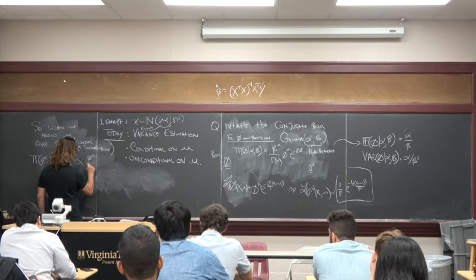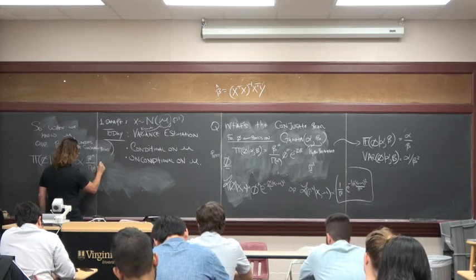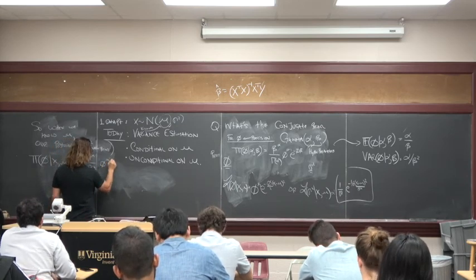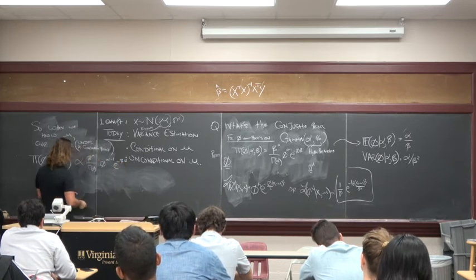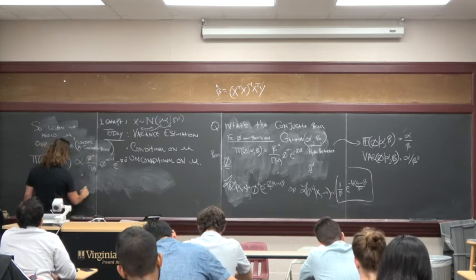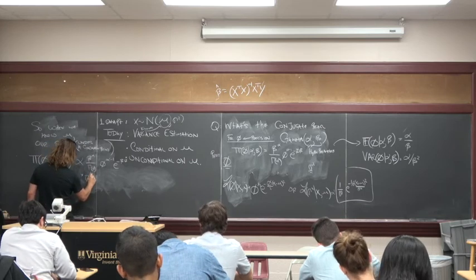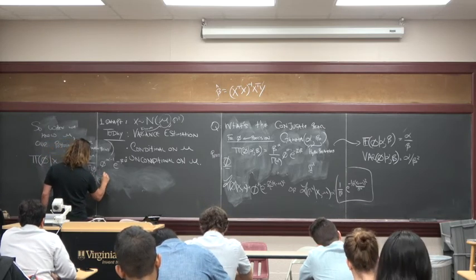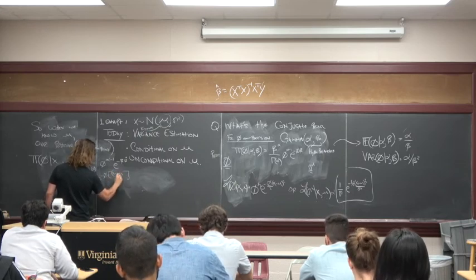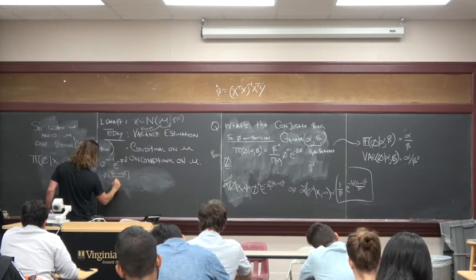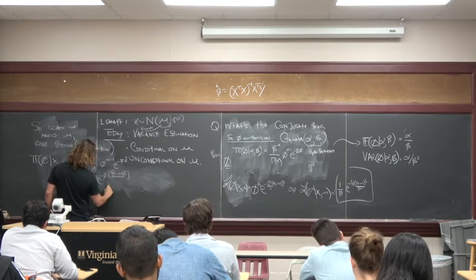But it's just going to look like this. Beta to the alpha over gamma of alpha. I'll multiply my prior in first. Phi to the alpha minus 1, e to the minus beta phi. And then I'm going to multiply by my likelihood. That's going to look like phi to the 1/2, e to the minus phi. I'll write this just a little bit differently. X minus mu squared divided by 2.